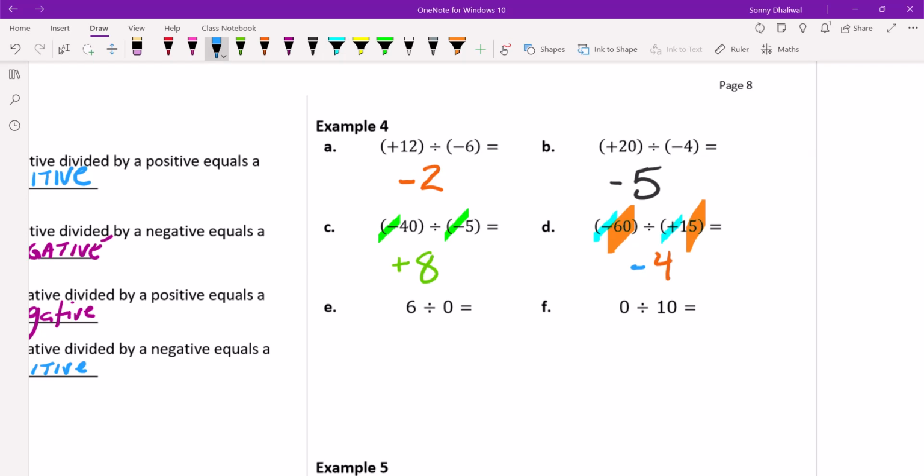Okay. 6 divided by 0. Not possible. Thank you, Amber. It's not 0. Well, 0 can't fit into 6 nicely. But 0 is nothing. So how do you divide up 6 into groups of nothing? You can't. Yeah, you got to use up all the pieces. So it's not possible.